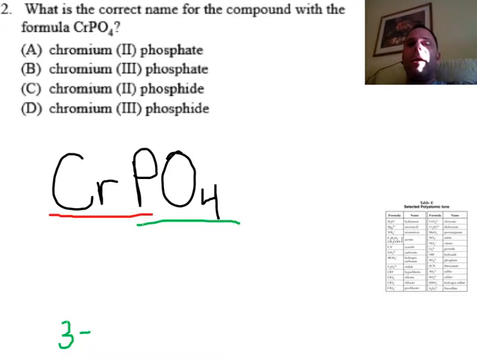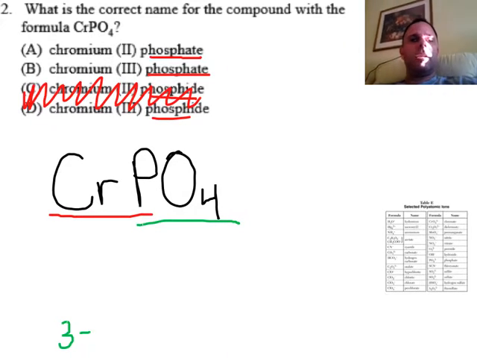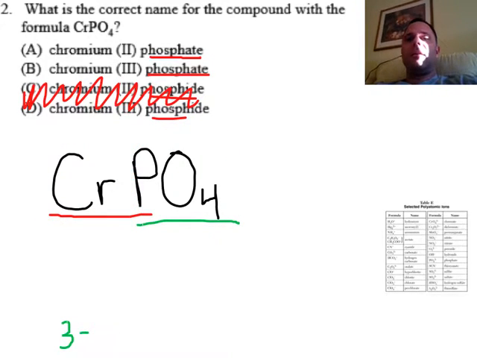So A says chromium 2 phosphate. B, chromium 3 phosphate. C and D both say phosphide, so let's just get rid of those because they can't be true. And now we are looking for either chromium 2 or chromium 3 phosphate. Now I do know, in inspecting this once again, that I have 1 chromium for every 1 phosphate. And let me show you why that is important. Because it is a 3 minus.